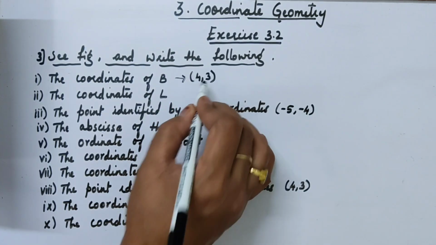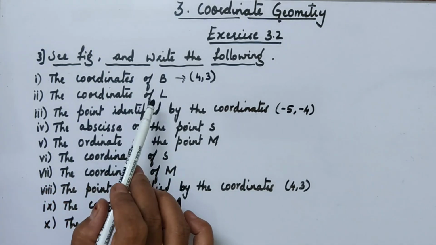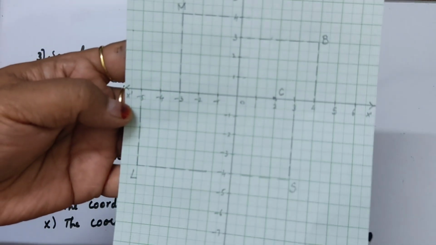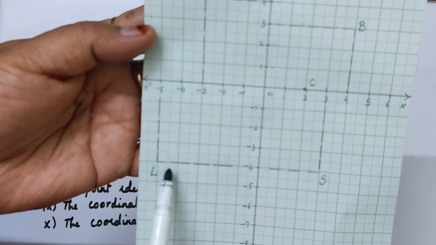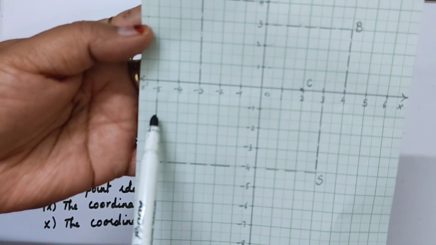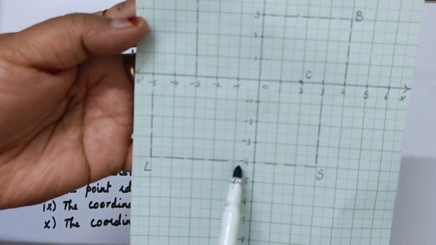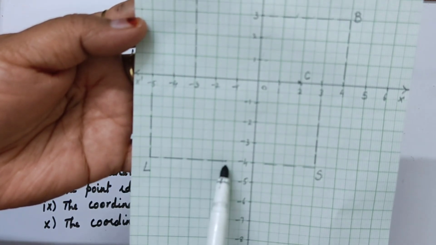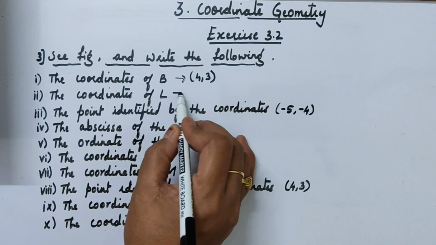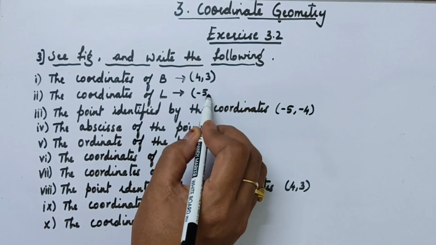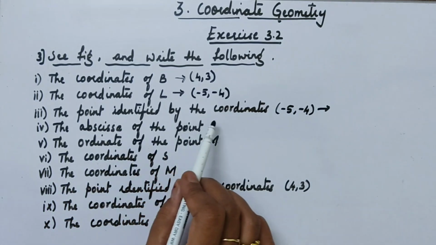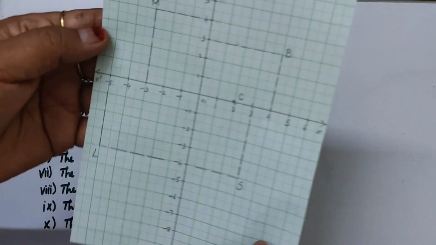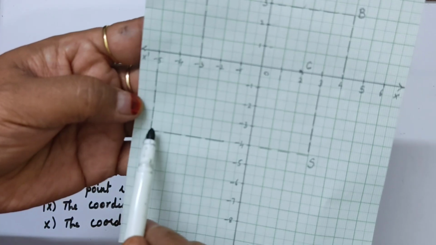Now the coordinates of L. See, L is here. First x-axis, then y-axis. X-axis is minus 5, y-axis is minus 4. Minus 5, minus 4. Next, the point identified by the coordinates minus 5, minus 4 is L.